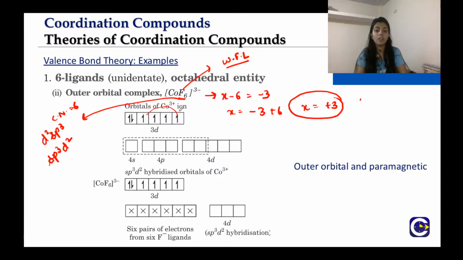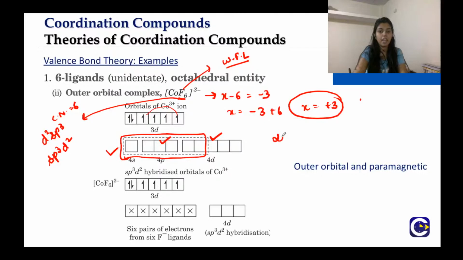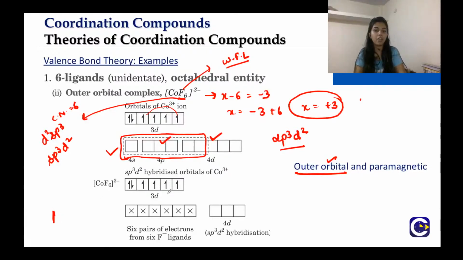So the option that is left with us is that we will use 4s, 4p and 4d orbitals. So these orbitals will give you what hybridization? sp3d2 hybridization. Why? Because we are using the 4d orbital. So it is an outer orbital complex. Now you fill electrons in the sp3d2. 6 electrons will be filled and 3d will remain as such, because pairing of electrons cannot take place since fluorine is a weak field ligand.